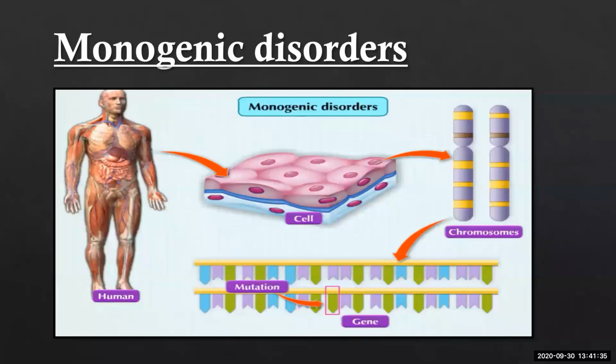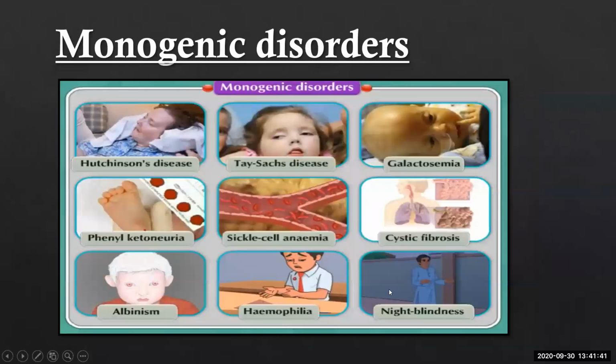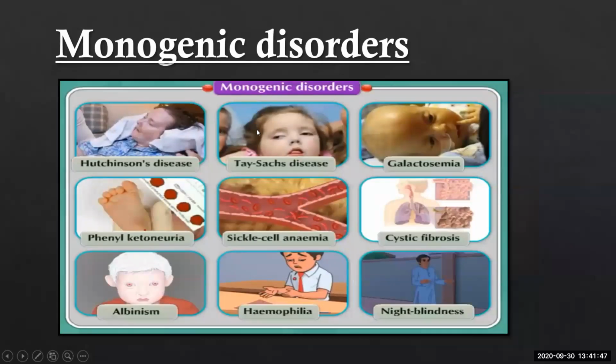So what is a monogenic disorder? There is a mutation in a single gene only. Now you can see, because of that, such diseases are examples of monogenic disorder: Hutchinson disease, Tay-Sachs disease, galactosemia, phenylketonuria, sickle cell anemia, cystic fibrosis, albinism, hemophilia, night blindness. So these are the examples of monogenic disorders.